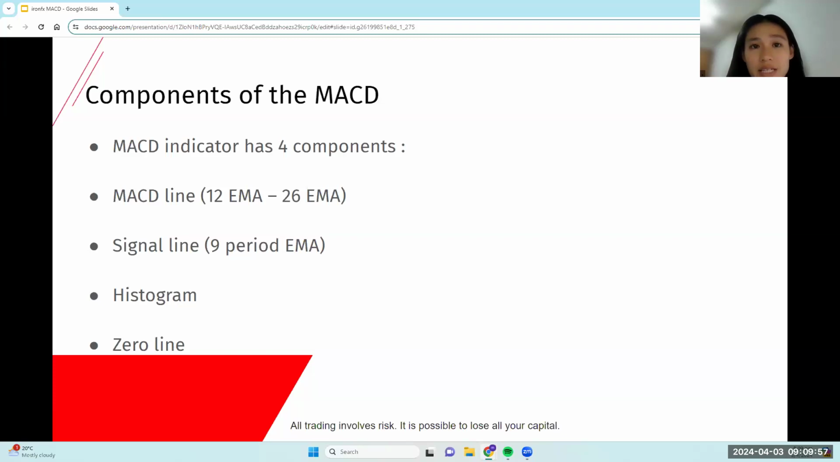And how exactly you use MACD typically is by plotting out the indicator using a histogram. But of course, this is a built-in tool for most charting software. Like if you use TradingView or MT4, most of the time the histogram is drawn for you. And of course, we have the zero line as well.